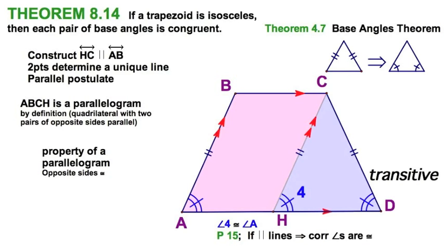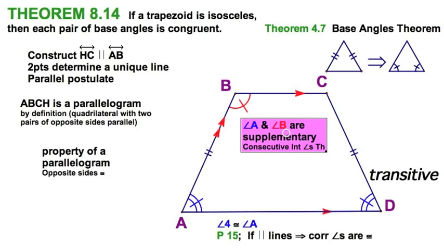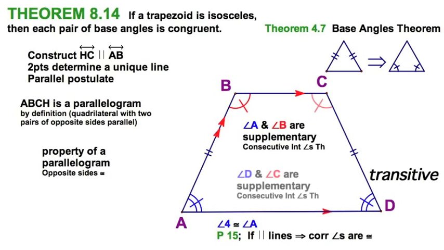So let's clean up the drawing a little bit. Now that we've got this, we've got these two angles congruent to each other. I'll call them the blue angles. Now, I'm going to make a statement that the angles B and A are supplementary because they're consecutive interior angles. And when I have parallel lines, the consecutive interior angles must be supplementary. Now that's also going to be true of angles D and C. One red, one blue have to add up to 180.